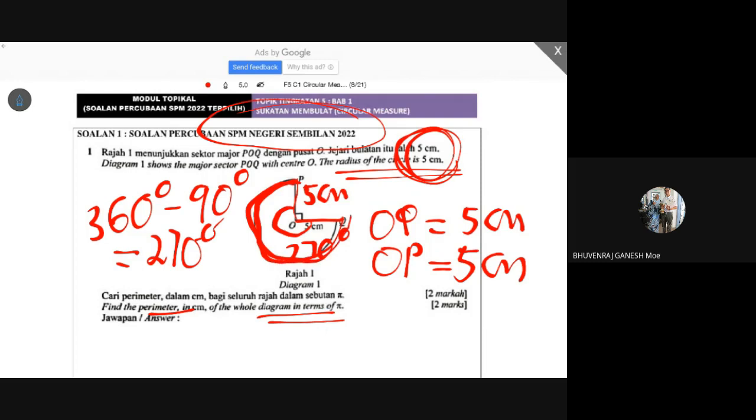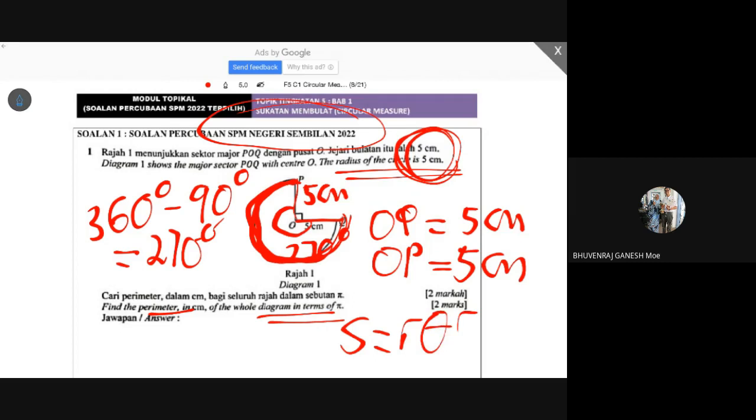What is the term for this? The PQ. Yang ni yang saya highlight. Yes, not major sector, Sugan, major arc. We're talking about the arc now. Okay, so we use the formula S sama dengan R theta radian.